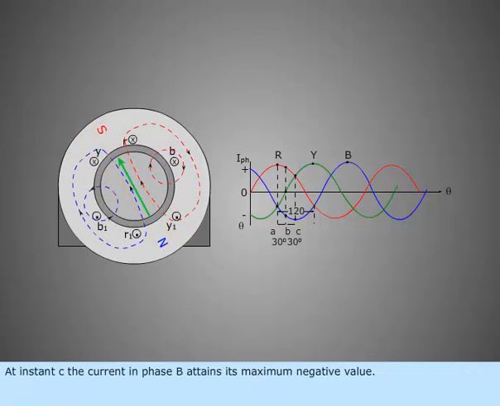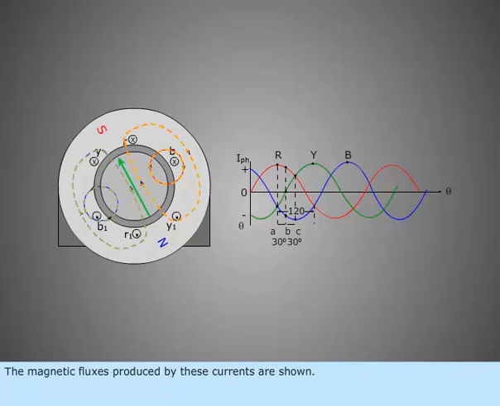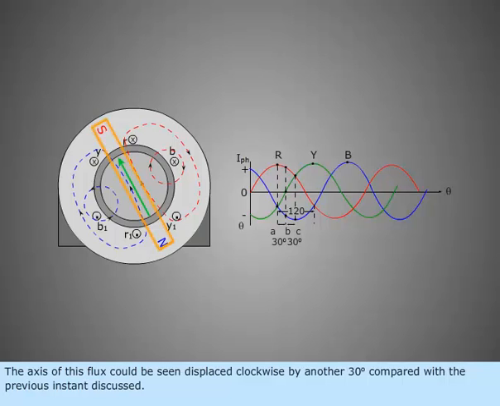At instant C, the current in phase B attains its maximum negative value. The currents in R and Y are now both positive, but their magnitudes are half the maximum value. The magnetic fluxes produced by these currents are shown. The axis of this flux can be seen displaced clockwise by another 30 degrees compared with the previous instant discussed.